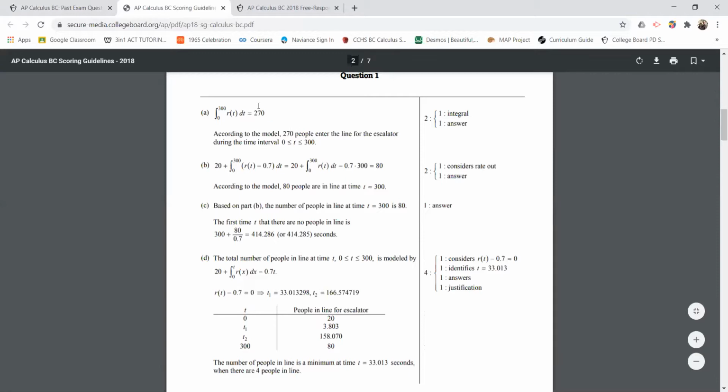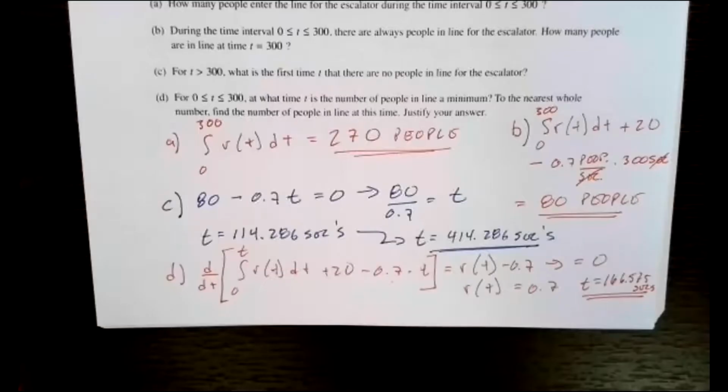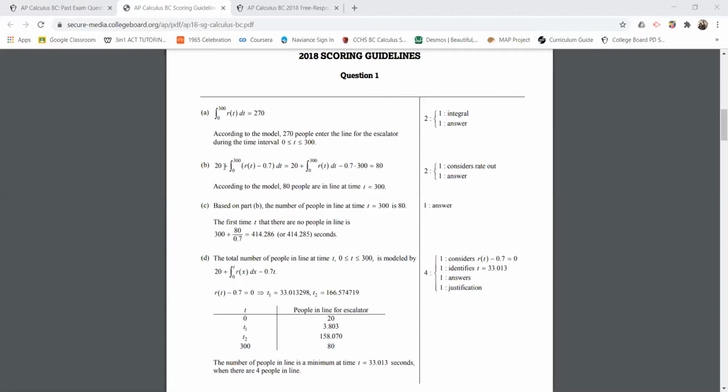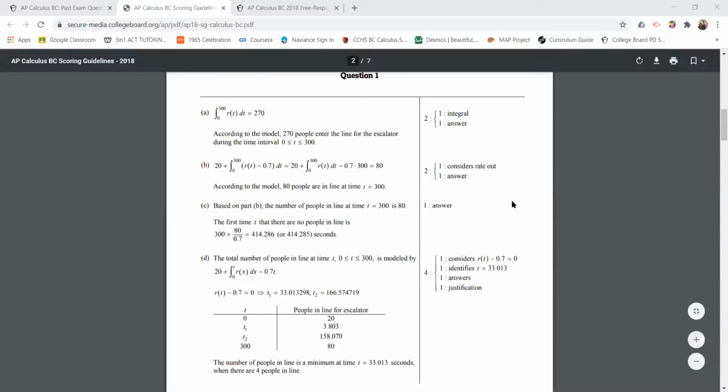All right. So let's see. Number 1, 270. We don't have to write all this out. We put the integral and we put the answer, did we? Integral, answer. Yeah, we're gold. 2 points. Woohoo! Actually, let's do this backwards. So now for B, I got 80 people with the integral and the plus 20 and all that. So let's see if that is sufficient. 80, 20 plus minus, wow, I'm on a roll. They put the 0.7 inside. I do not have to. I would have gotten away with it outside. And it says it considers rate out. So yeah, you're gold.